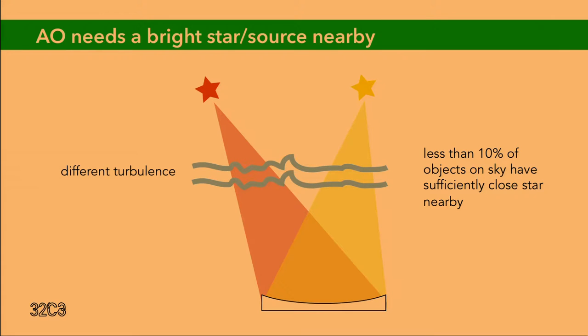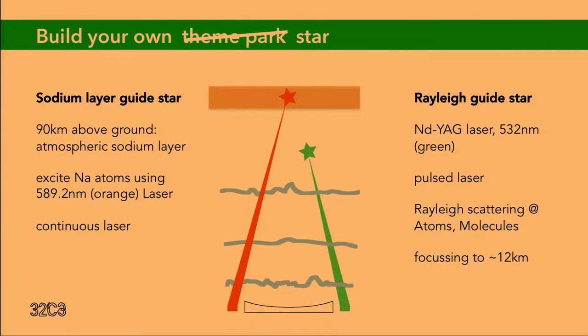Now, the thing is that less than 10% of the objects you normally are interested in on the sky have a sufficiently close and bright star nearby. So what to do? And now we come to the lasers. If they don't want to play nicely, well, build your own theme park. So, make your own star. This is what we do.